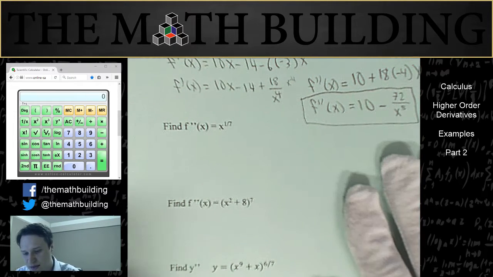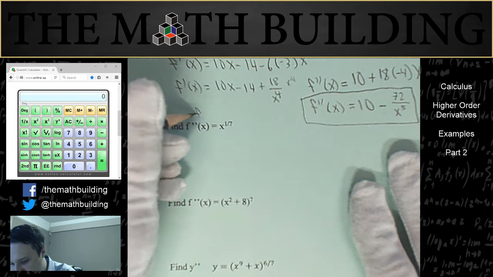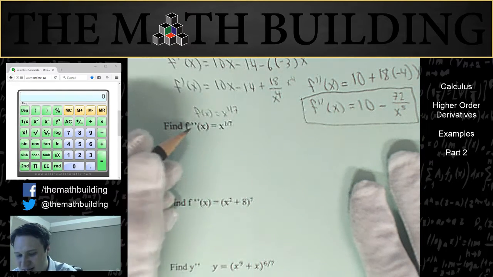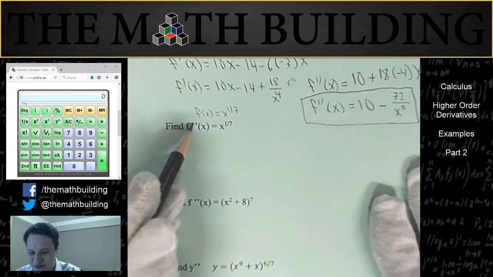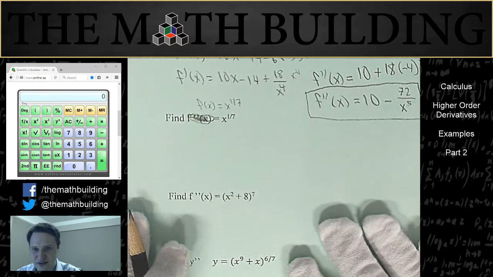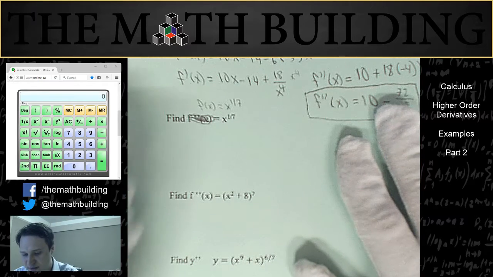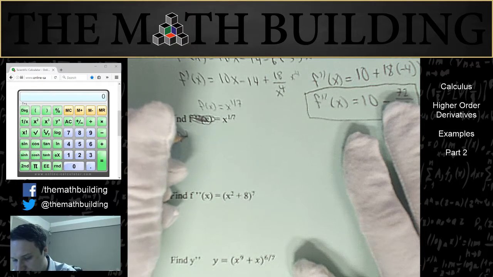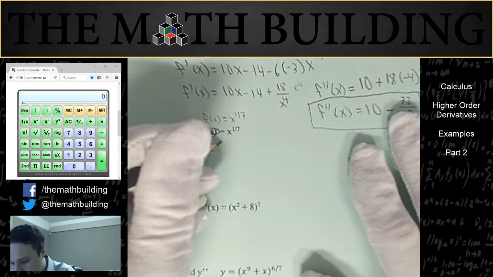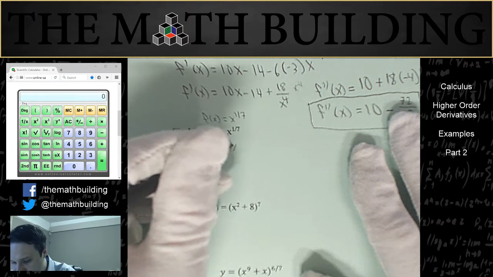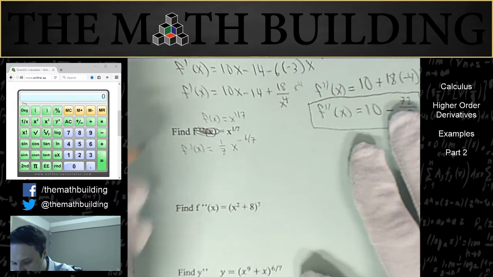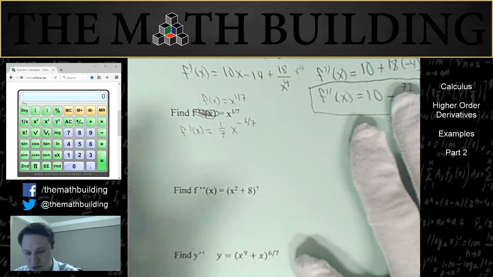So again, this should say, assume that f of x equals x to the 1/7. Then find the second derivative. So I'll fix that in your notes. Okay, so let's find the second derivative of x to the 1/7 power. The first derivative would equal, we bring the 1/7 down, and it would be x to the 1/7 minus 1, which would be -6/7. So there's the first derivative.